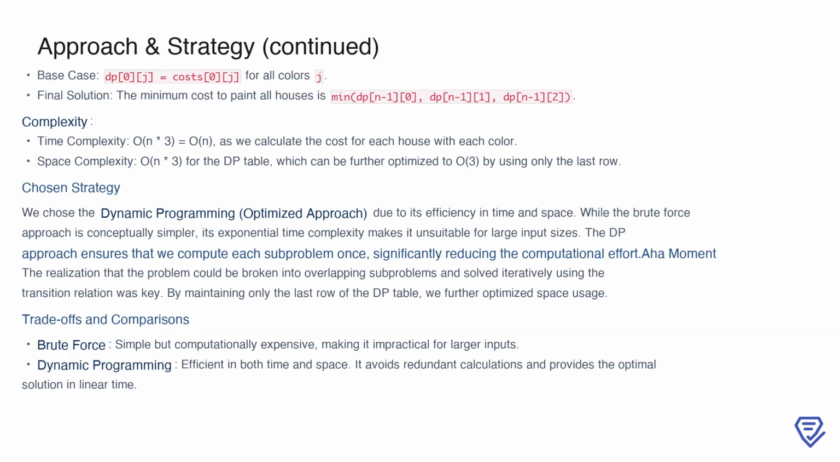Based on this dynamic programming formulation, we establish a base case. The cost of painting the first house with any color is simply the associated cost, so dp[0][j] equals costs[0][j].